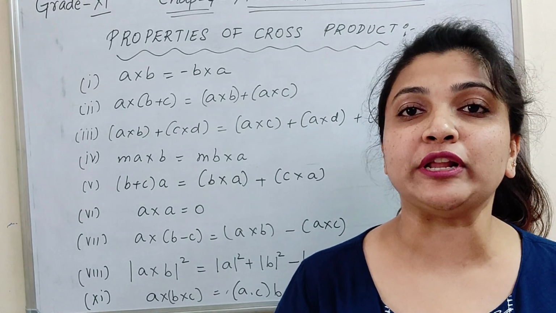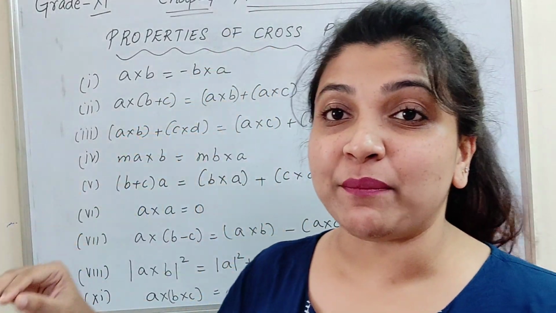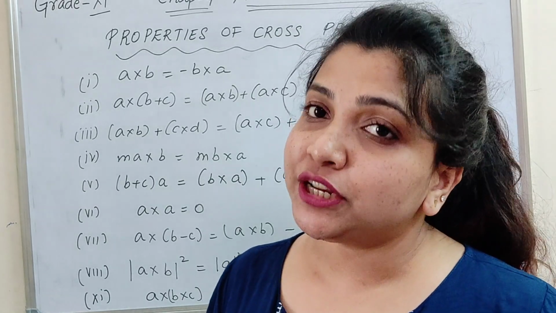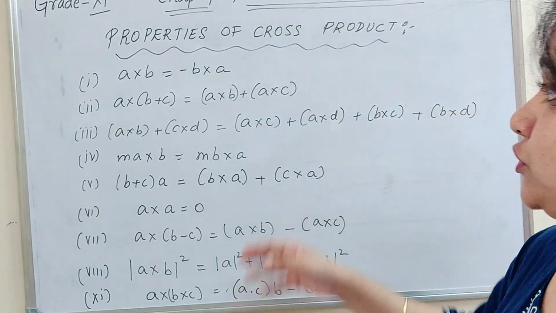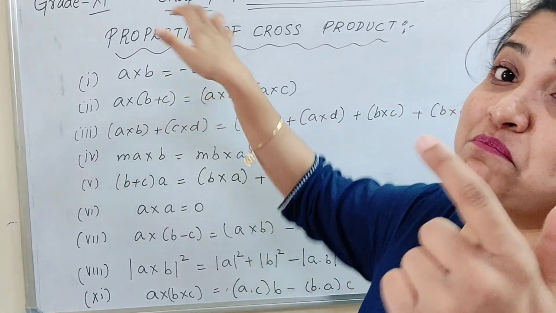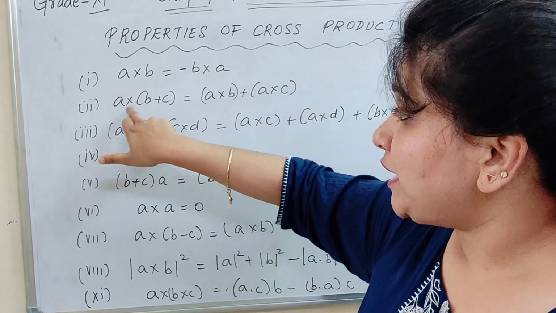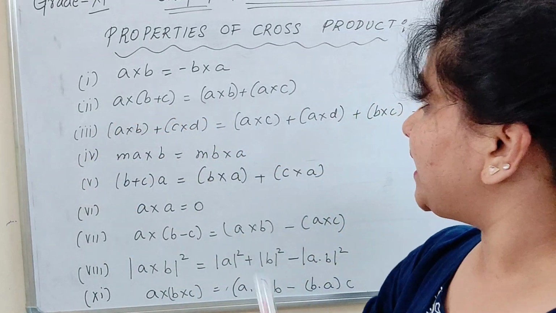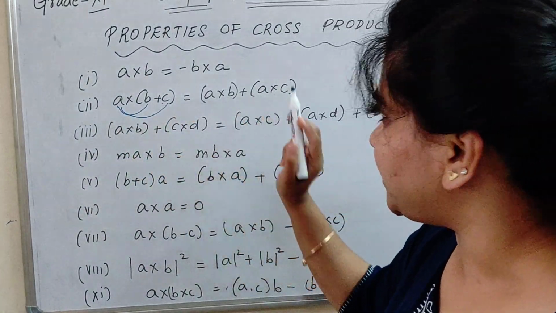What are the few properties of cross product? Always remember, they cannot be commutative, right? Because direction is involved here. So when direction is involved, definitely it is not commutative, it is not associative, right? So the signs will change here. So A cross B is equal to not B cross A, but minus of B cross A. Then A cross (B plus C) is equal to A cross B plus A cross C.